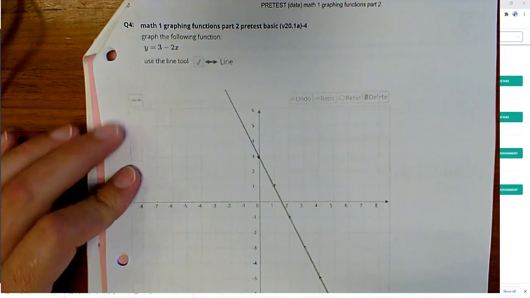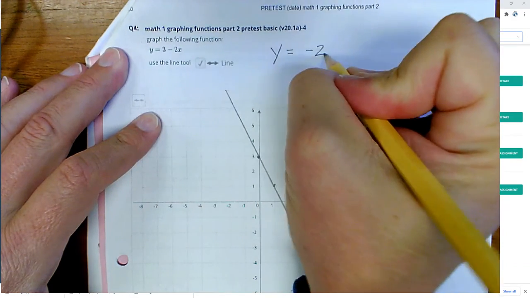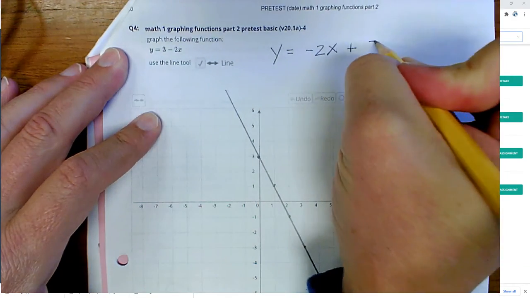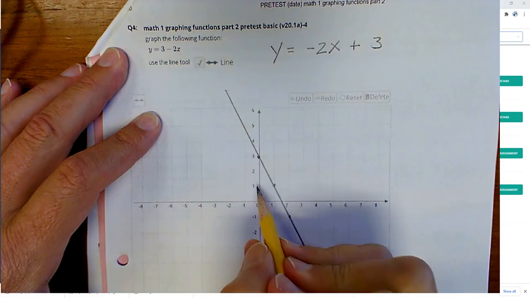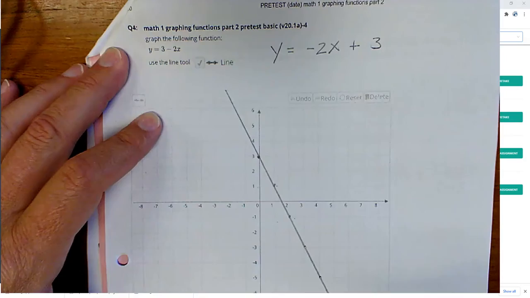Right, we're going to graph this line. It's just a line that's in mixed up slope-intercept form, so I'm going to make it really look like slope-intercept form for you. There it is. I start at 3, I go down 2 over 1, down 2 over 1.